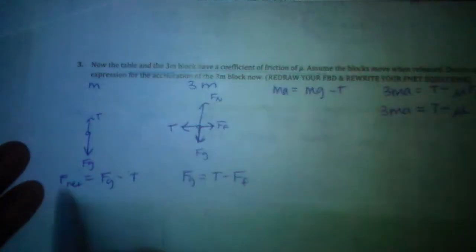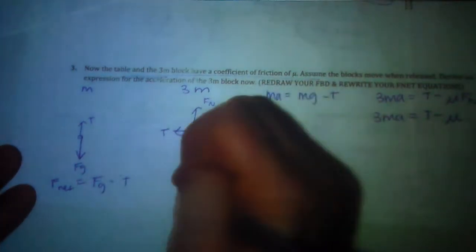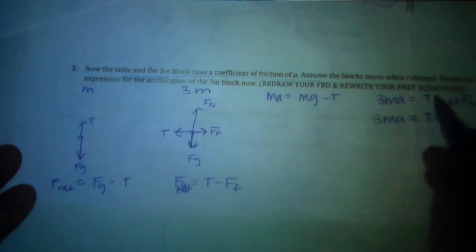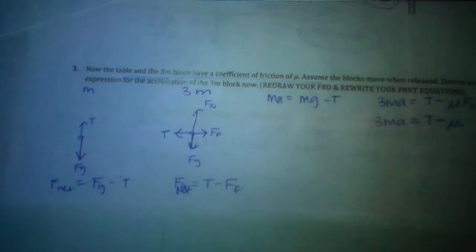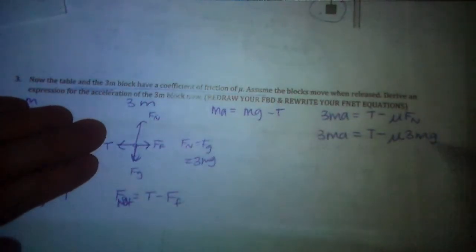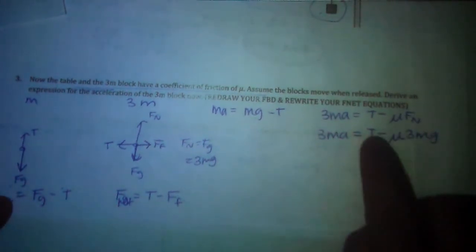So here, F net became MA, FG is MG minus tension. Oops, that's supposed to be F net equals T minus Ff. F net is 3MA, tension minus force of friction is just mu Fn. Now, Fn is not a given, so I need to find what Fn is. If we're looking at this guy, the normal force is equal to the force of gravity, and the 3m's force of gravity is just 3mg. So I can replace this for the normal force, so mu Fn is just mu times 3mg. Of course, I'm going to get rid of my tension, so I'm going to get T by itself with this.